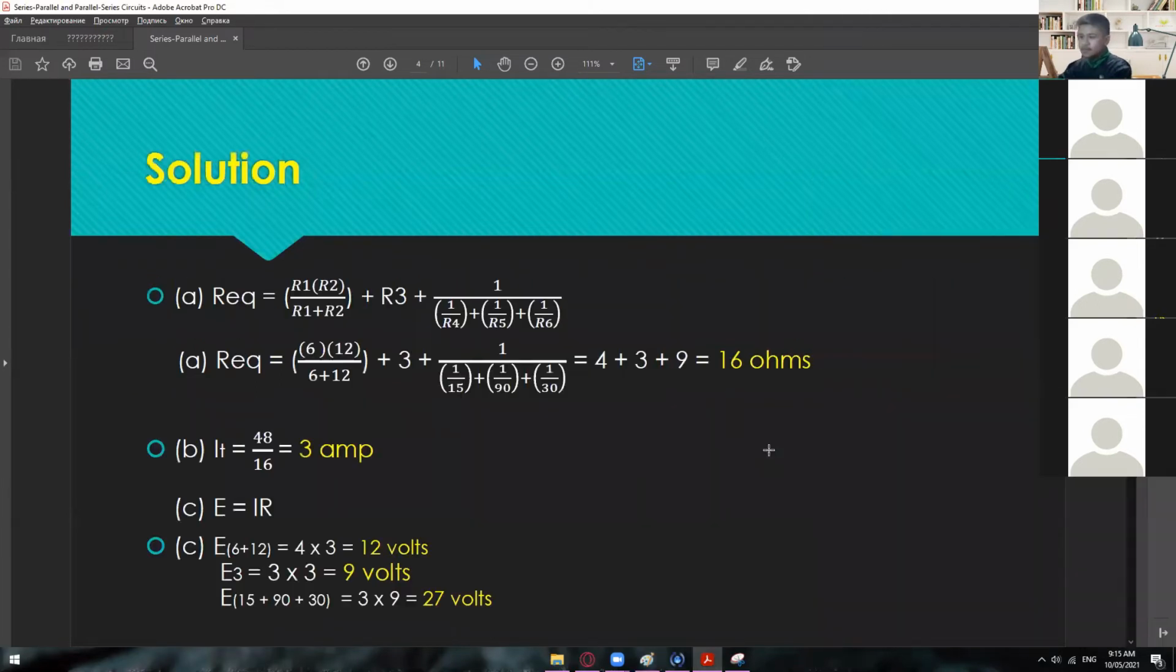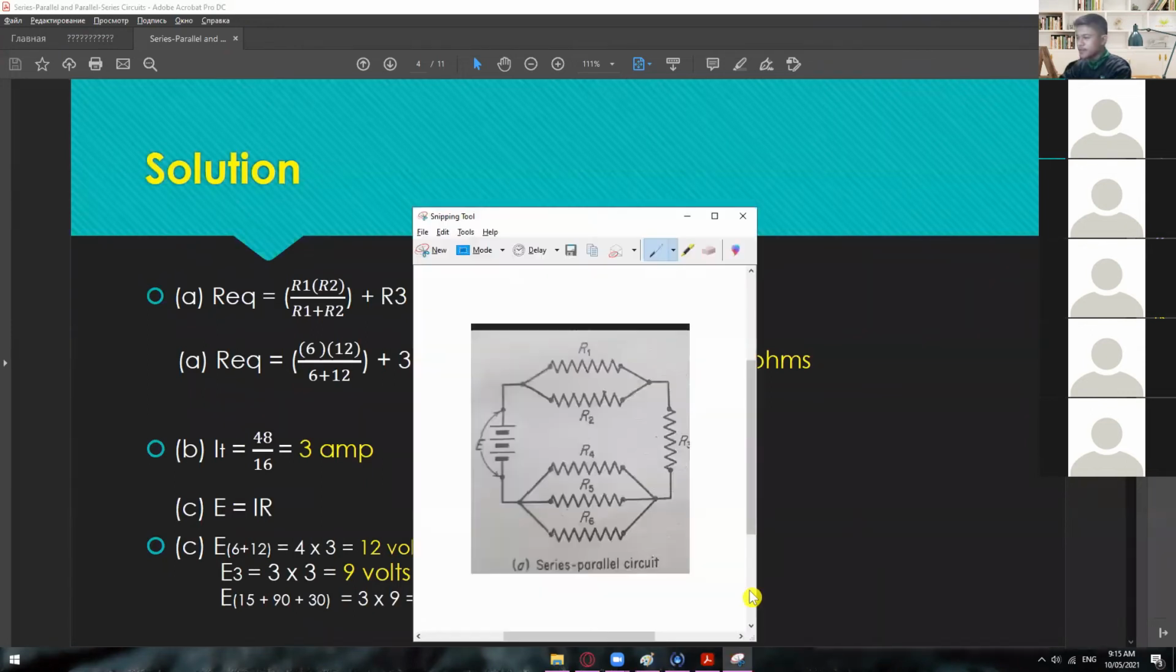Okay? So, yeah. Are we clear so far on how to get individual voltage drops?